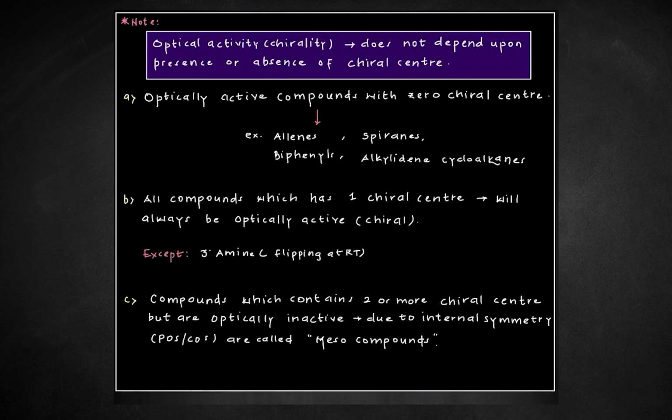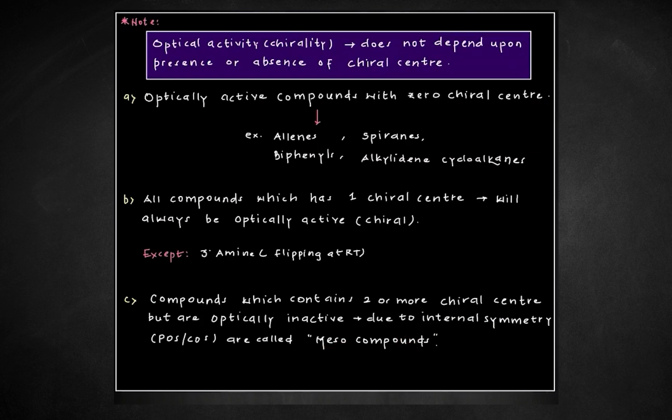We have compounds with 0 chiral centers, 1 chiral center or more than 1 chiral centers. So we have 3 categories. A compound which has only 1 chiral center will always be optically active, 100%, except tertiary amine because of the flipping, as you have studied in general organic chemistry. Now, a compound which has 2 or more chiral centers may or may not be optically active. Optical inactivity is caused by the internal plane of symmetry, that is POS, COS, and such compounds are called meso compounds.